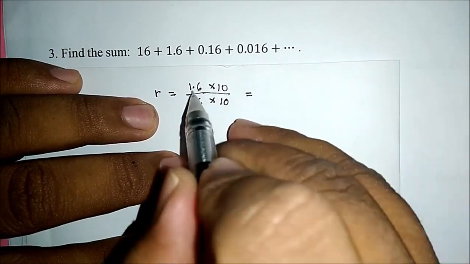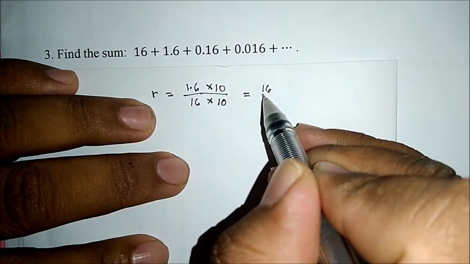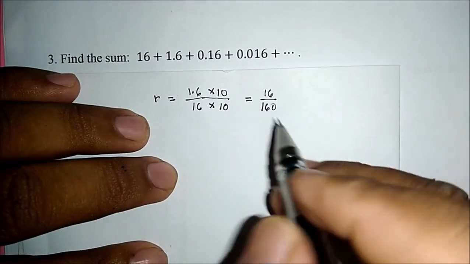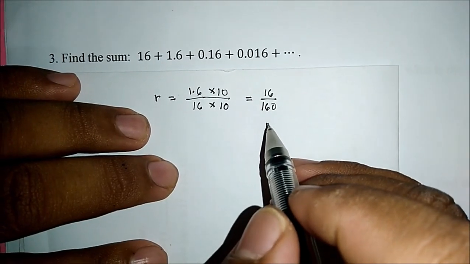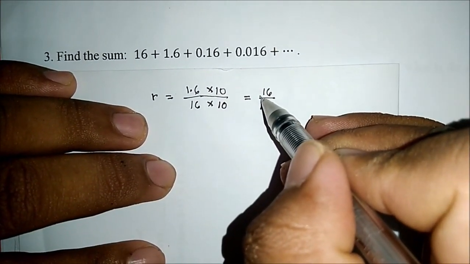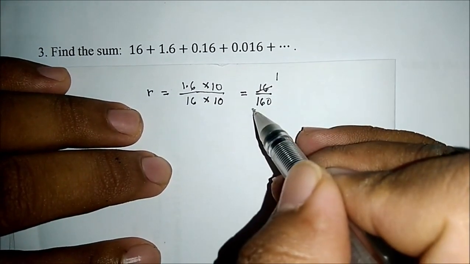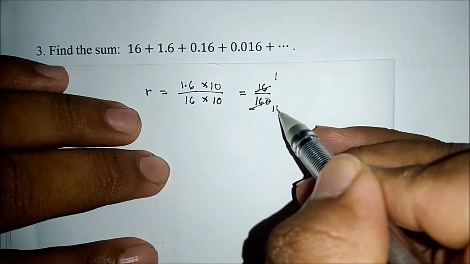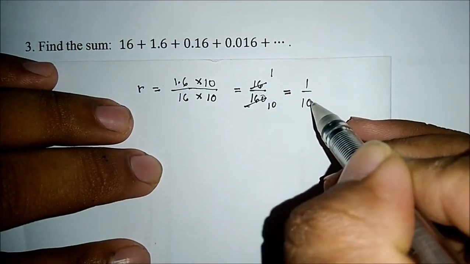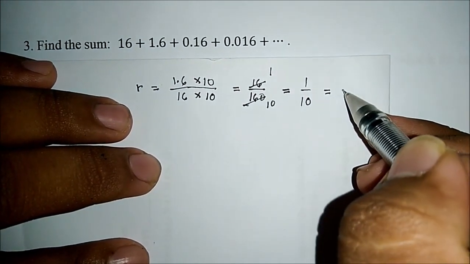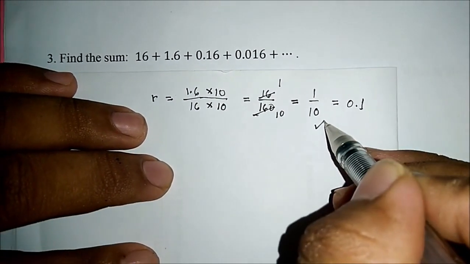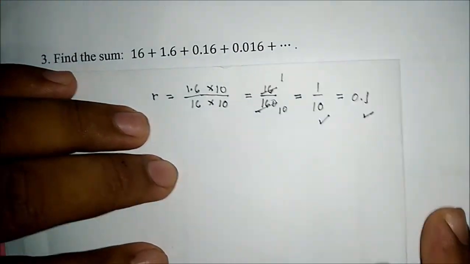So this now becomes 16 over 160. So the ratio is 16 over 160. Let us simplify. I think this is divisible by 16. 16 divided by 16 is 1. 160 divided by 16 is 10. So therefore, the common ratio is 1 over 10. Or we can use the decimal 0.1. So you can use 1 over 10 or 0.1.